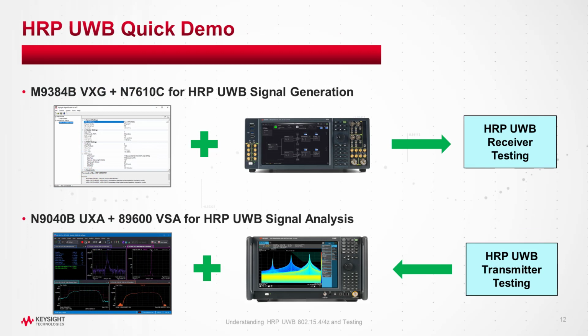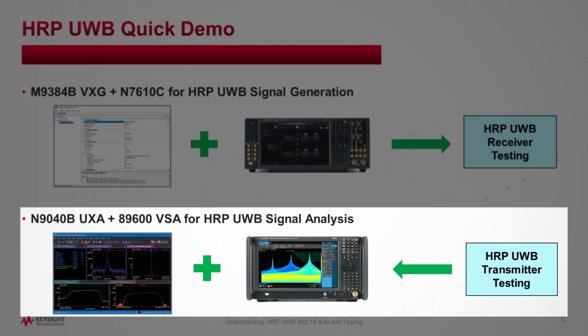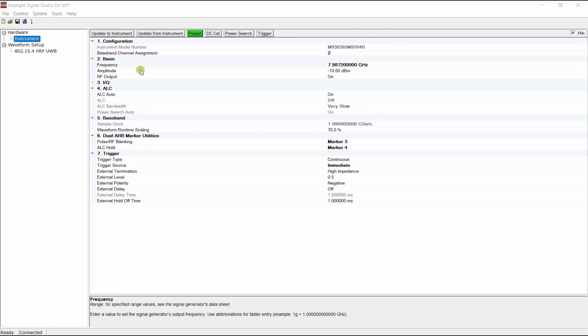Now let's take a quick look at how Keysight can use software together with instruments to generate and analyze the HRP UWB signals. N7610C Signal Studio plus M9384B VXG are used for HRP UWB signal generation, and then we use the 89600 VSA software plus the N9040B UXA for HRP UWB signal analysis. Now, let's see how we can generate HRP UWB signal with the VXG instrument.